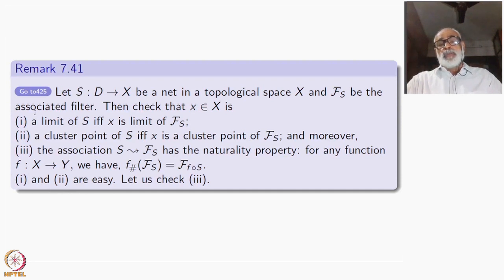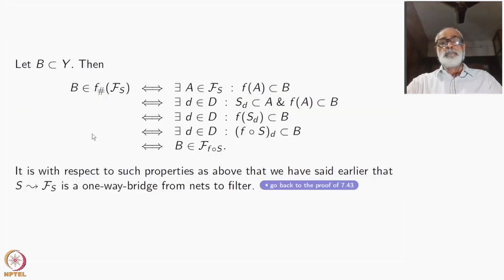Okay, so 1 and 2 are easy to verify. The third one is actually a general property, it has nothing to do with the net. So I should have done it earlier. In any case, let us check that this is also true. So I will take some time to check that f check of Fs is equal to F of f composite s. Okay. So here is the proof.